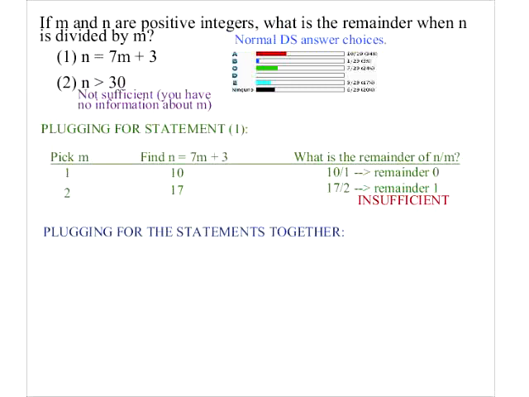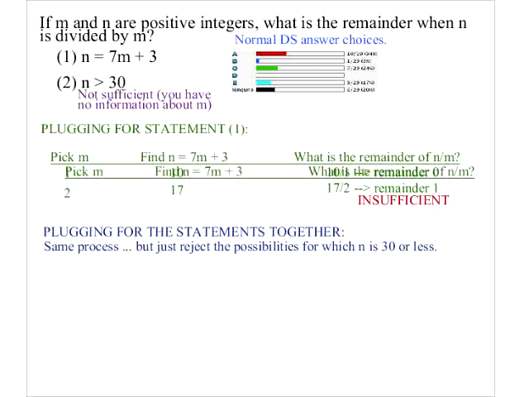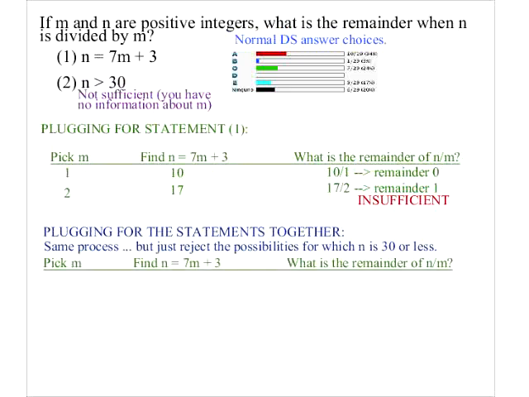So it's still the same kind of thing, same process, but just reject the possibilities for which n isn't more than 30. So pick m, find n, which is 7m plus 3, and then what is the remainder? So pick m.